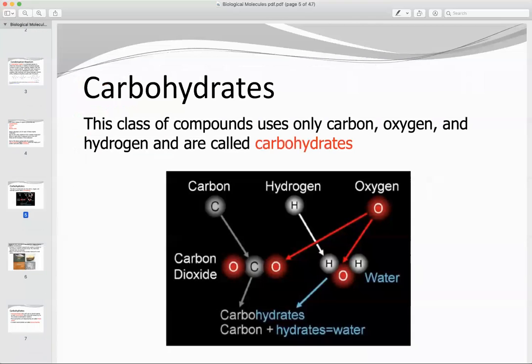So let's start here with carbohydrates. Carbohydrates, this is a class of compounds that usually contains carbon, oxygen, and hydrogen. All right, these are carbohydrates. Carbohydrates are one of the most important classes of molecules that we require for sustaining life, because they are the major source of energy.